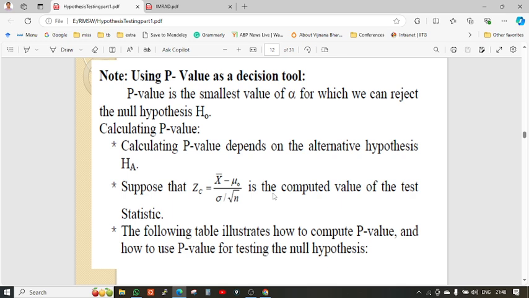Suppose the z value, that is x bar minus mu 0 divided by sigma by root n, is the computed value for the statistic.